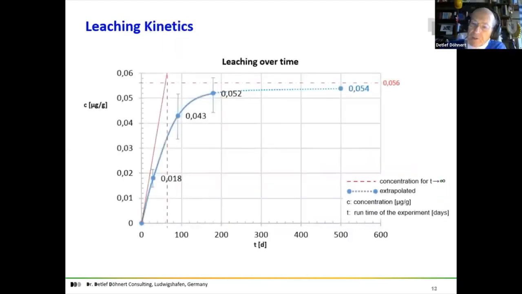And now let's also have a look at the speed of leaching. Leaching is the opposite of migration into the container. Leaching means now the active ingredients leave the plastic, and you see at the beginning, the leaching rate is very high. So that means at the beginning, we have a very high amount of active ingredient leaving the plastic.